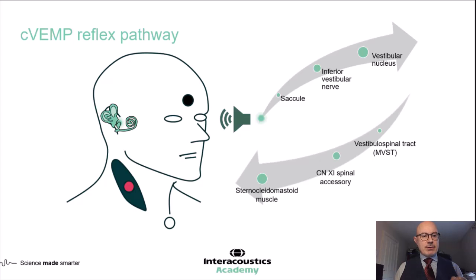So for a cervical VEMP, the reflex pathway is really from stimulating the ear, from whatever technique we've used, through the saccule. If we simplify this, it's the inferior vestibular nerve up into the vestibular nuclei, down the vestibular spinal tract, through the spinal accessory, and then into the sternocleidomastoid muscle, which we often refer to as the SCM muscle. And it's at that muscle in the neck that we'll measure the actual response, and again, you'll get to see that in a short while.